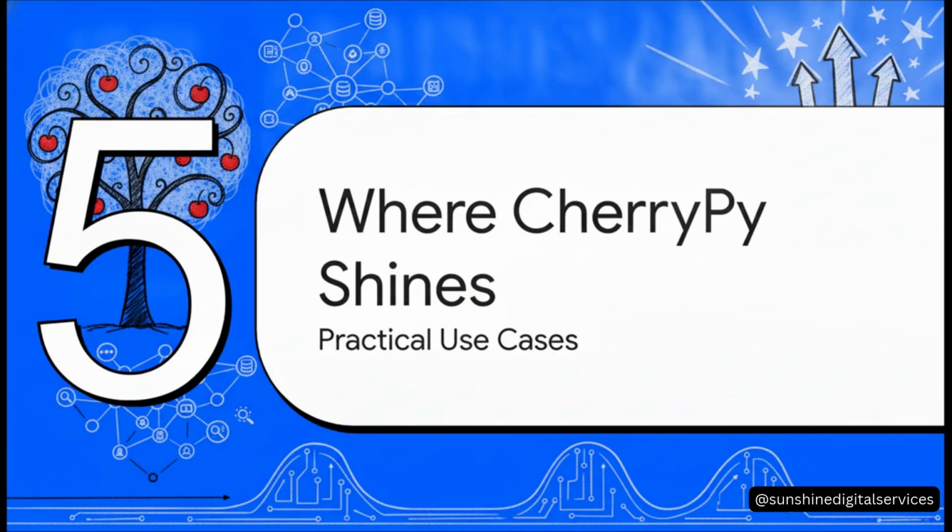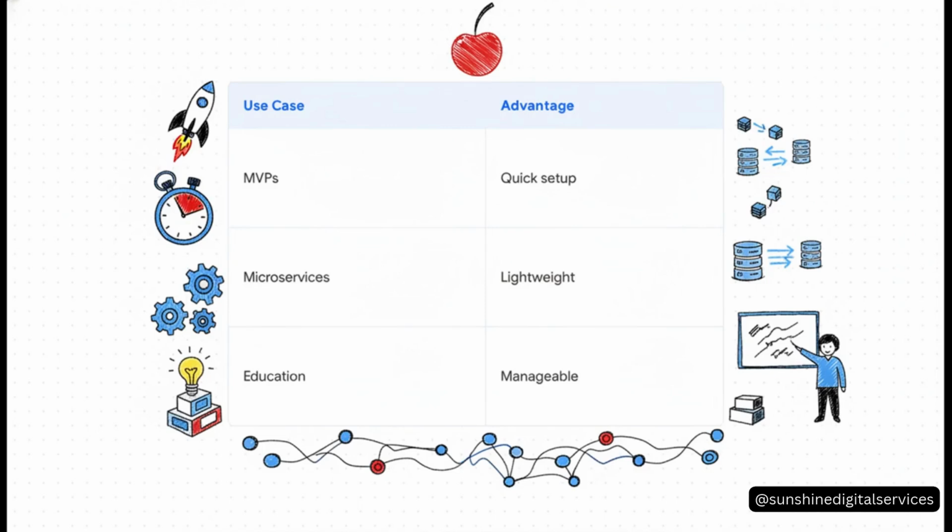Practical use cases. So when exactly should you be pulling CherryPy out of your toolkit? Well, for prototyping and minimum viable products, it's a no-brainer. The quick setup lets your team focus entirely on building core features and validating ideas fast, instead of fighting with config files. What about microservices? Its lightweight nature and built-in server make it absolutely perfect for spinning up small, independent HTTP services. And for educational projects, it offers this perfectly manageable context for beginners to learn about web frameworks and OOP without getting completely buried in unnecessary complexity.